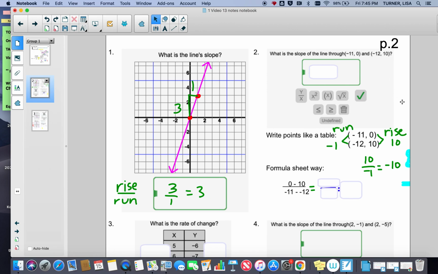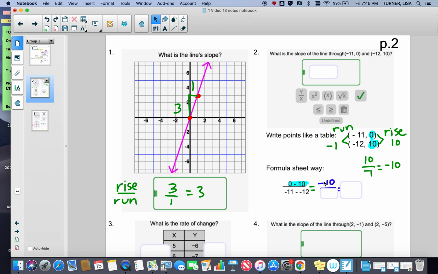Now I want to show you the formula sheet way, all right? And so if you have a highlighter or even a pen or pencil, draw an arrow to this. This is the Y's. The Y's are the rise, all right? And so we always do Y's on the top of the calculation. And so I'm taking 0 minus 10. You could have done 10 minus 0, but then you would have had to do the 12 minus 11, right?